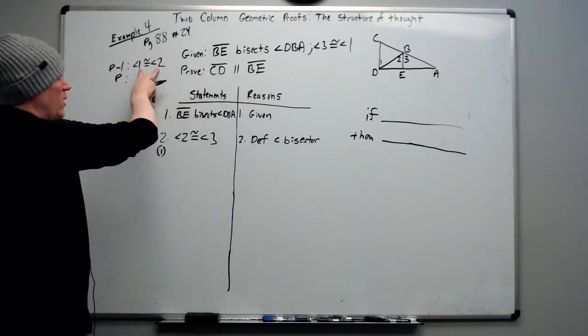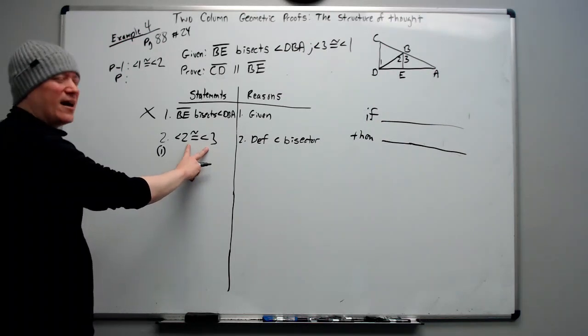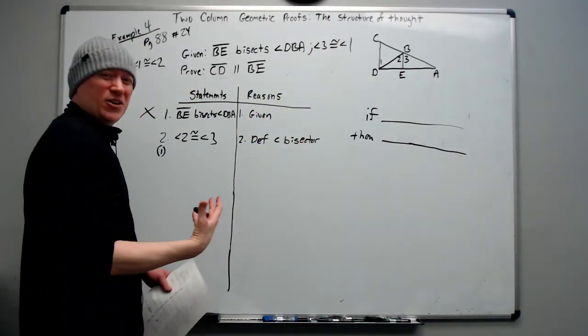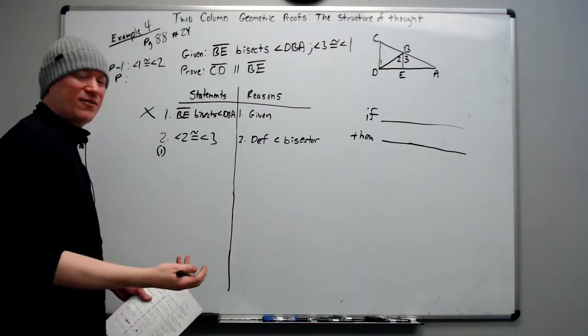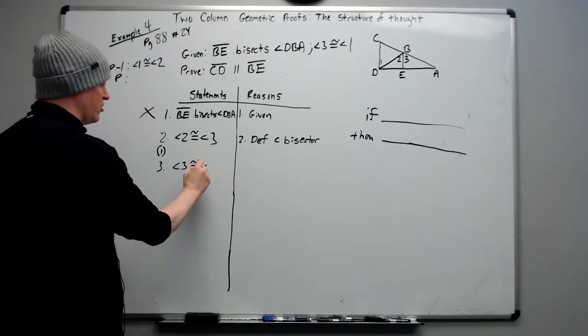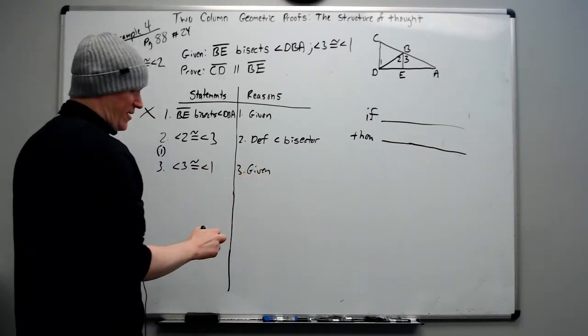So what do we want? We want 1 congruent to 2, and we have 2 congruent to 3. How are we going to get there? Well, that's where the other given comes in. You haven't used it yet. When you're kind of stuck and you haven't used all your givens, go to the next one. Angle 3 is congruent to angle 1, and the reason, again, is given.